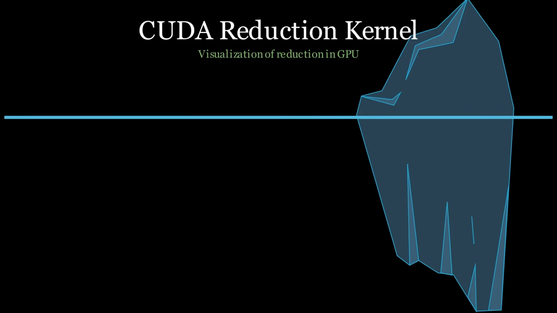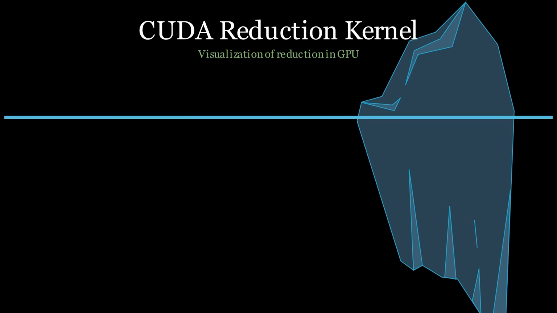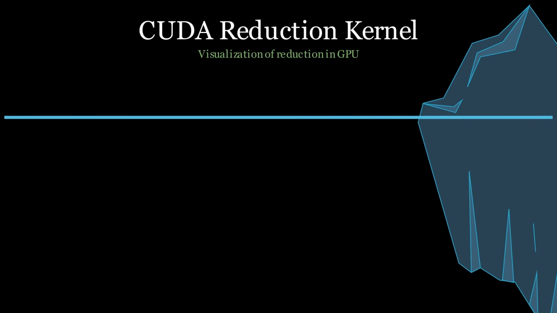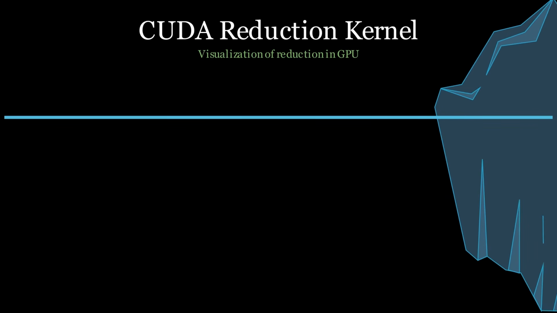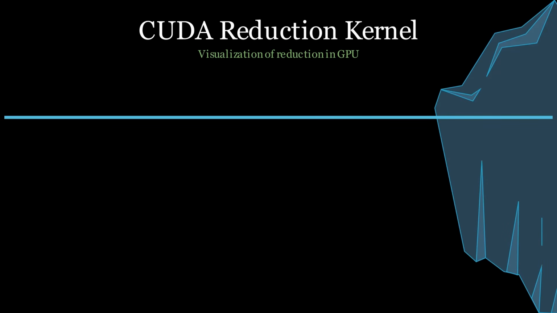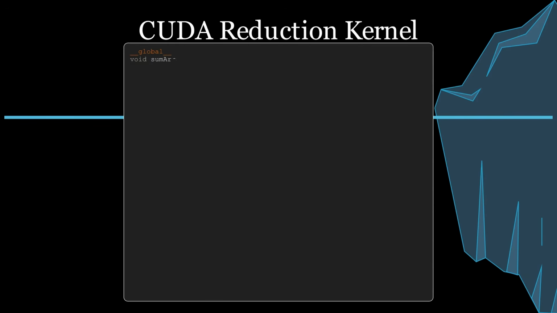In this video, we deep dive into a reduction kernel in GPU programming. The floating iceberg represents the concept of GPU programming. Everything we see above the waterline represents the concepts related to the host, which is responsible for offloading the parallel tasks to GPU. The iceberg beneath the water level represents the concepts related to the GPU itself.